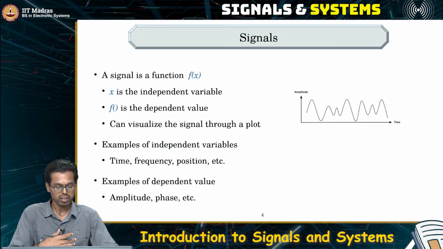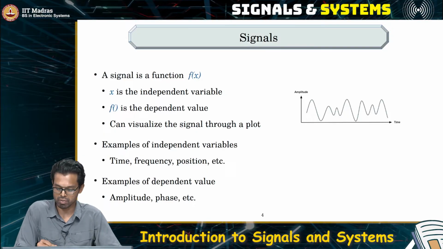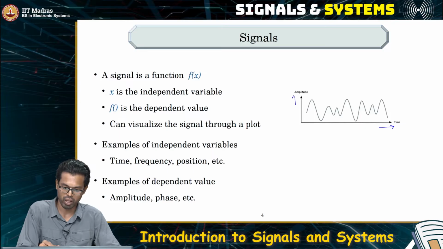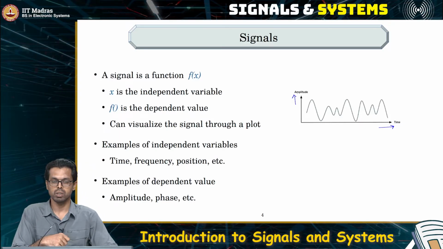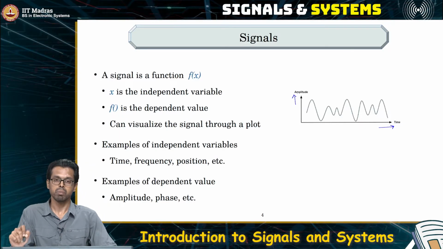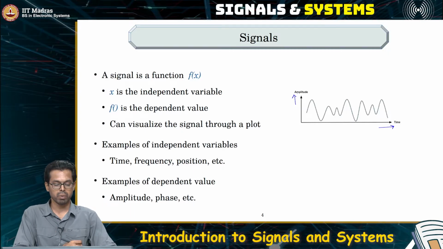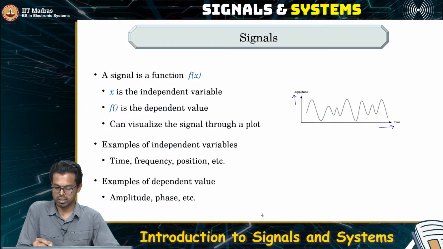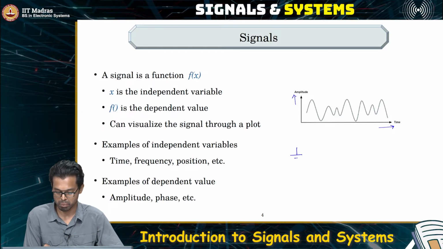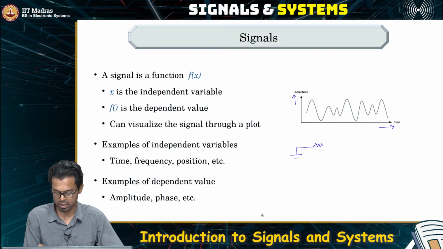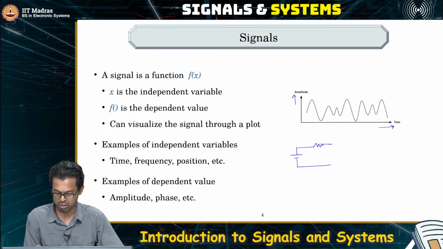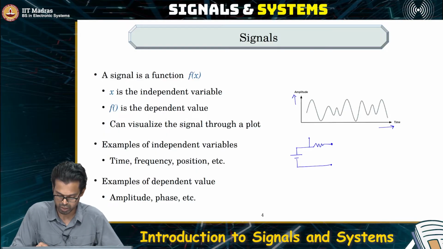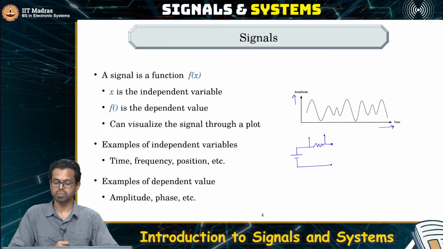How do we visualize this function? We visualize it through a graph, something that is given here. So we have an x-axis, we have a y-axis. The x-axis is where we typically put in the independent variable. For example, independent variables could be time or frequency or position. So a simple example is, let's say you take a circuit and then you connect a battery to it, and then let's say there is a resistor, and you try to measure the voltage across the resistor.